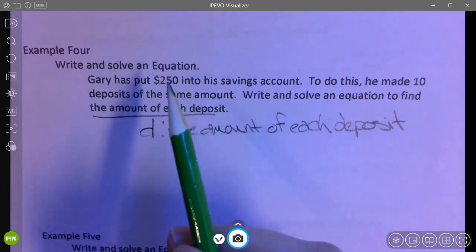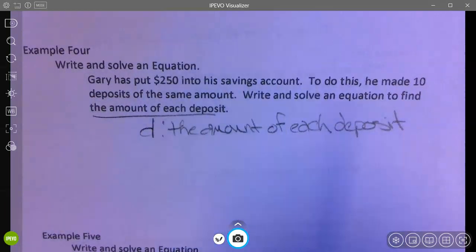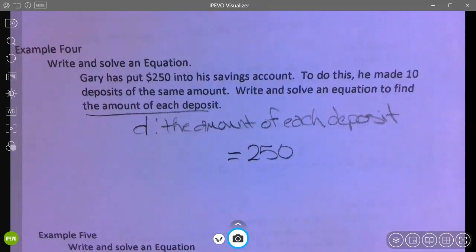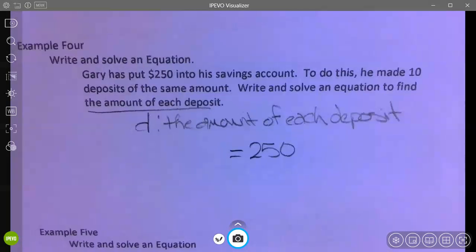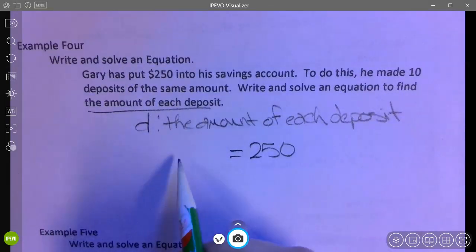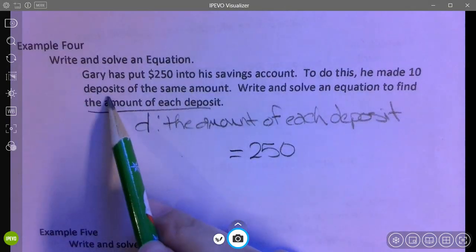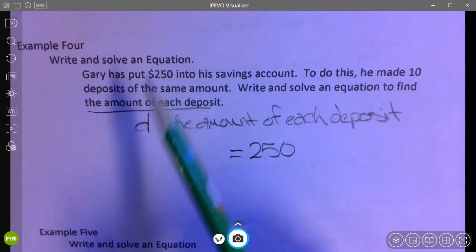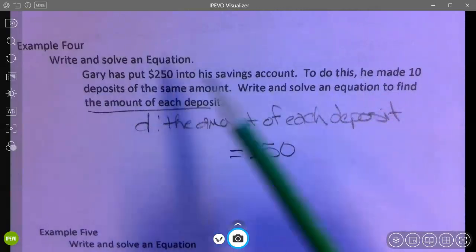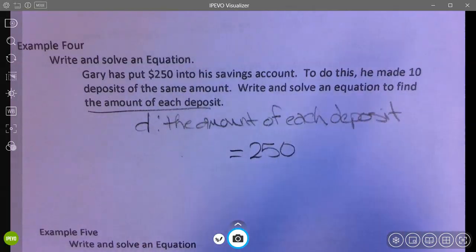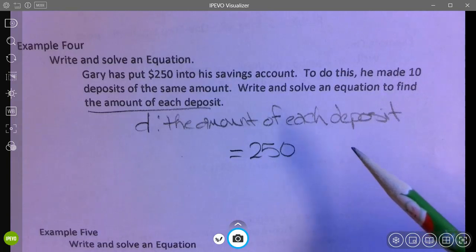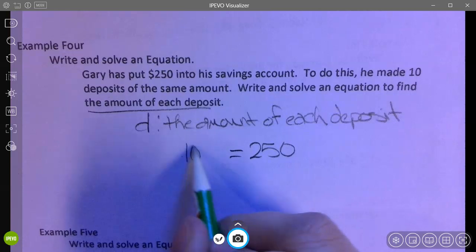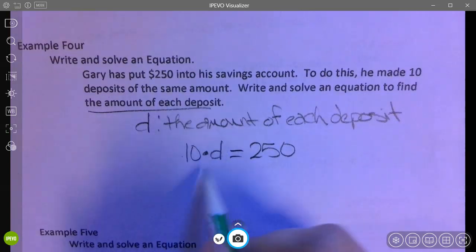He has put $250 into a savings account. So that's how much he has. He has $250 in there. To do this, he has made 10 deposits. So 10 times he has made the same amount deposit. So say he put $5 in every day for 10 days. 5, 5, 5, plus another 5, plus another 5. Isn't that repeated addition? So repeated addition is just multiplication. That would be 10 times how much he put in every day.